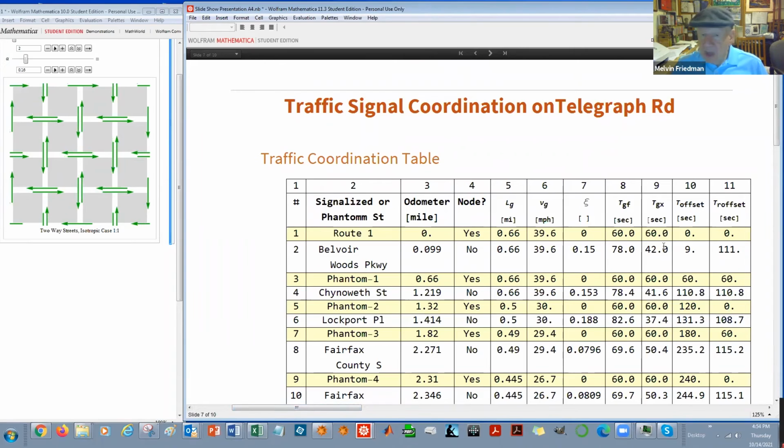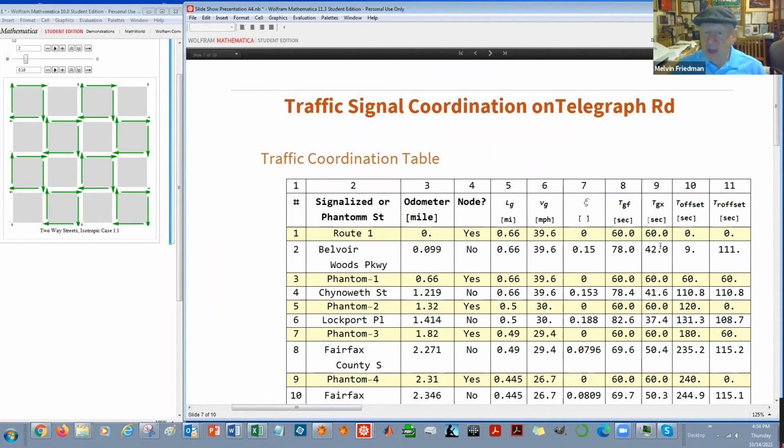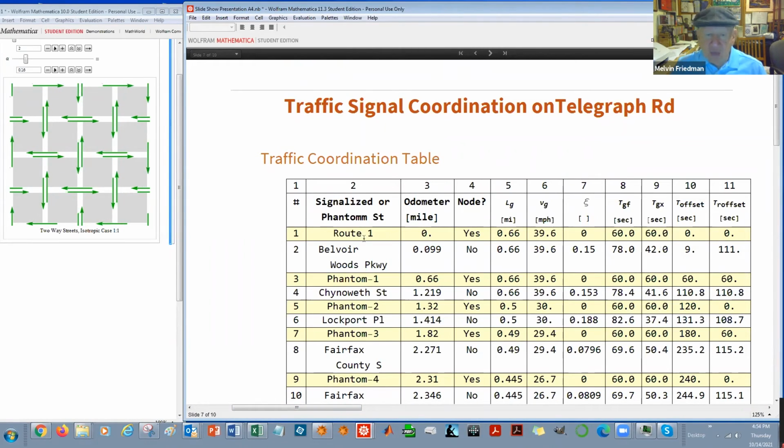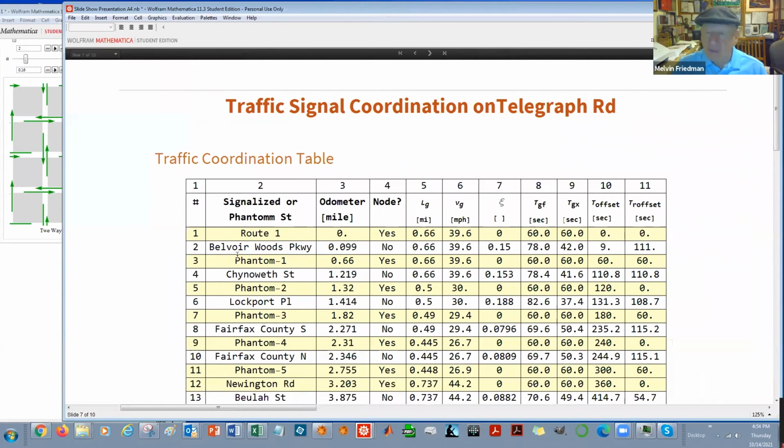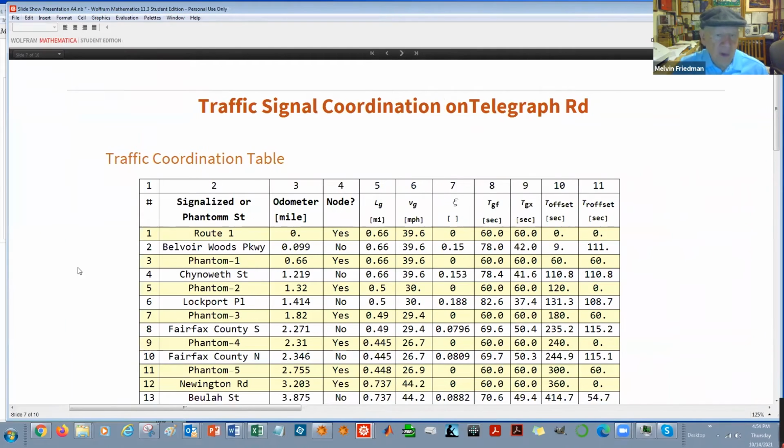So there on this table, there are some things that you really want to pay attention to. This is the speed that you should be traveling at when you go between Belvoir Woods Parkway. Actually, I'll make this bigger. So this says when you're traveling from Route 1 to Belvoir Woods Parkway, you should be traveling at 39.6 miles per hour to make the traffic light.